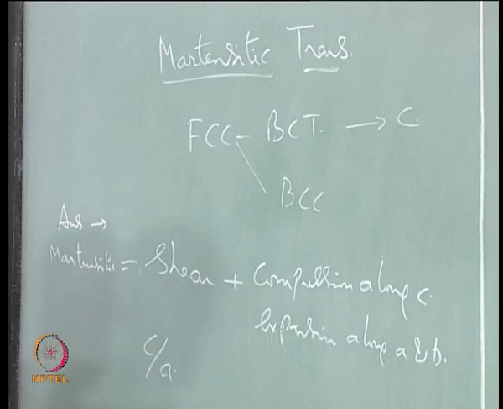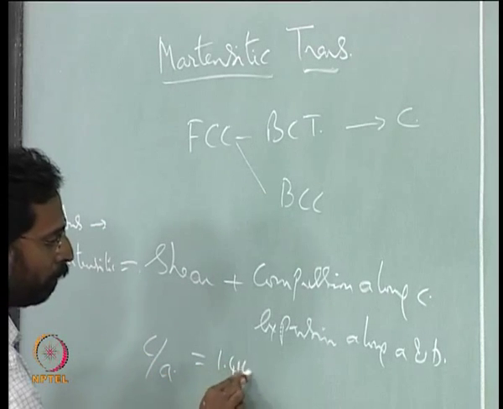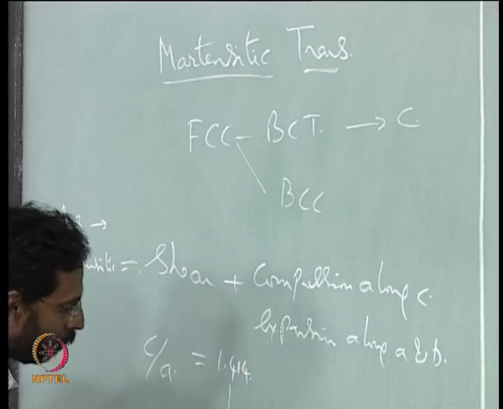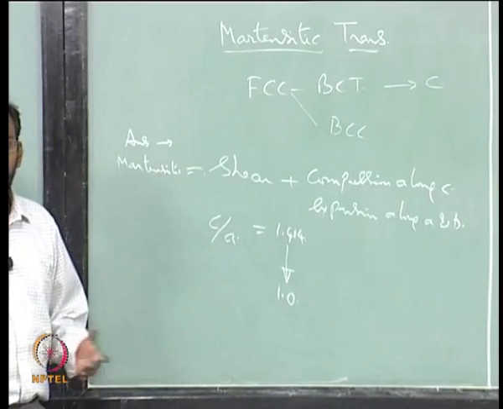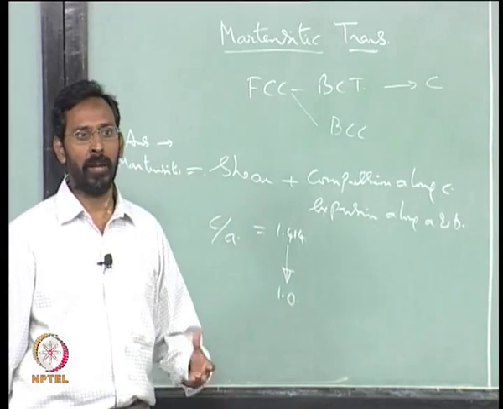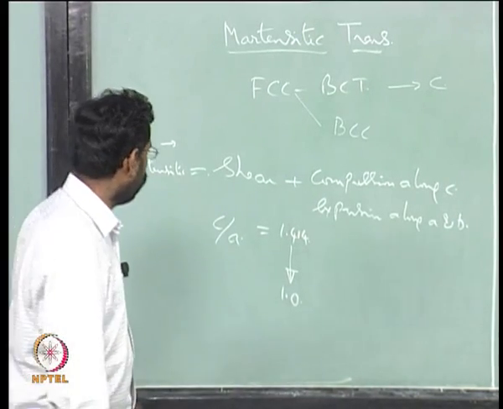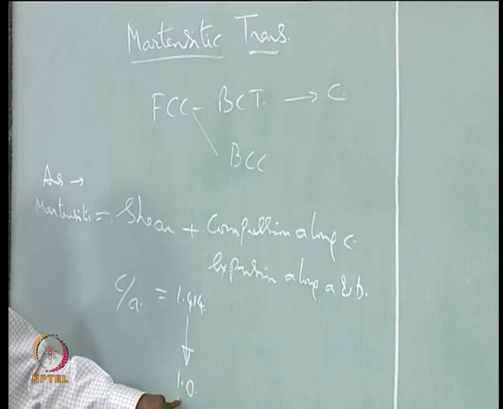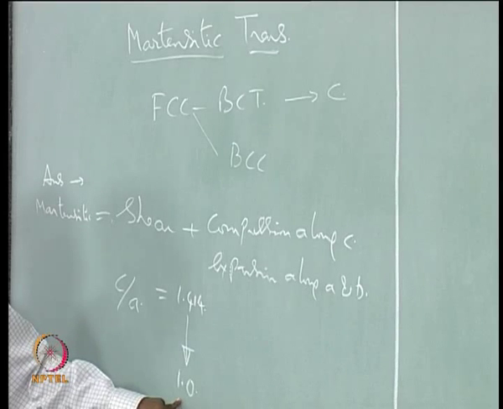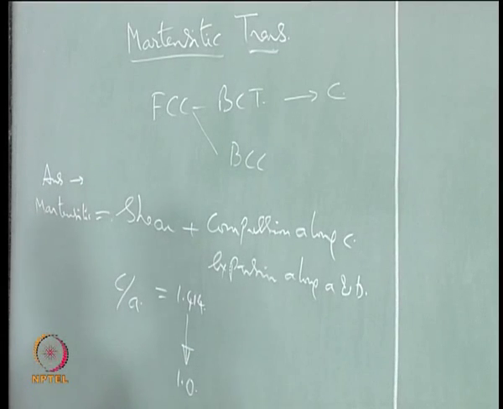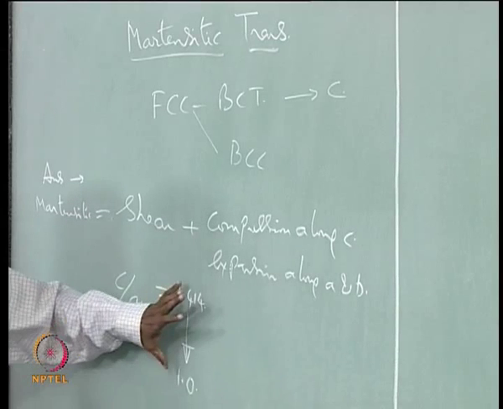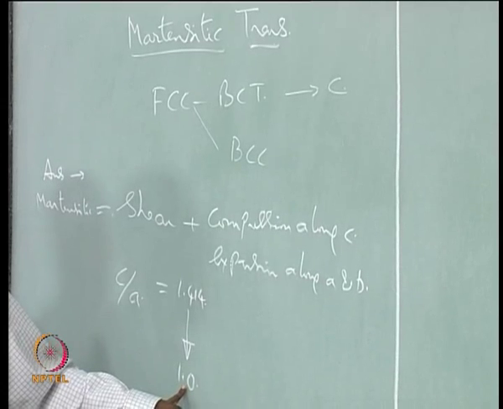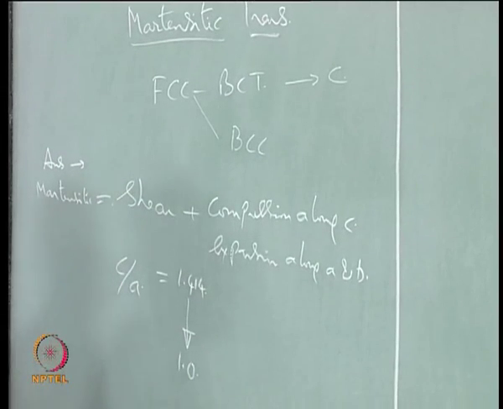Just after shear, C by A is 1.414, we have seen, and in principle it would like to come to 1.0, which is the BCC structure, which is a stable structure at room temperature. So, it would like to come from there to here, depending on the carbon content present in the alloy and depending on what is the extent of compression that can take place along the C axis. If there is no carbon, it would in principle be this. So, this is the whole structural aspect.